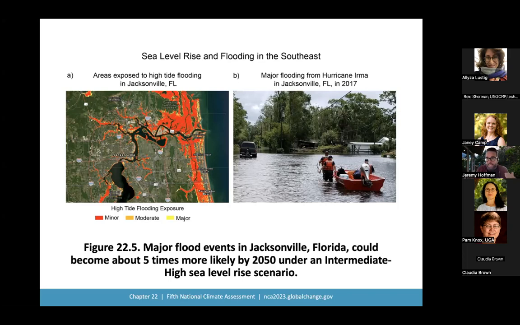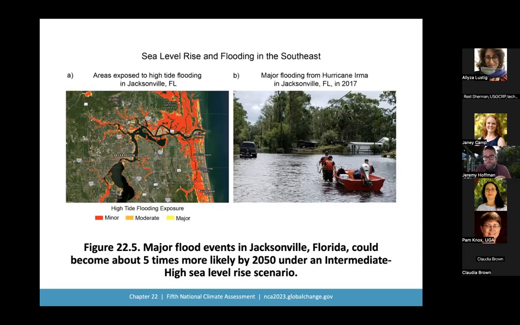This would have dramatic increases to potential flood events across the Southeast. We highlight the city of Jacksonville, Florida, which in 2017 experienced a major flooding event from Hurricane Irma. Now, by 2050, under that sea level rise scenario, these conditions could be about 5 times more likely. This would mean that they would happen once a decade.